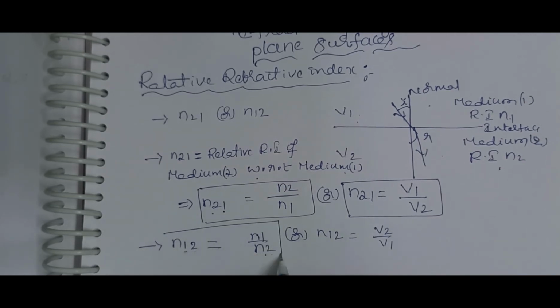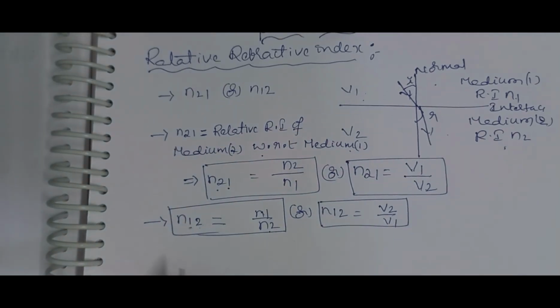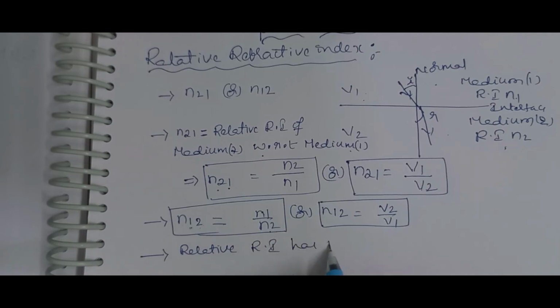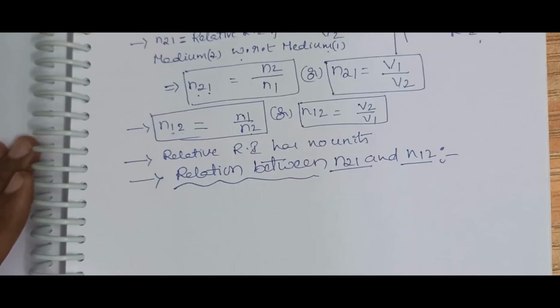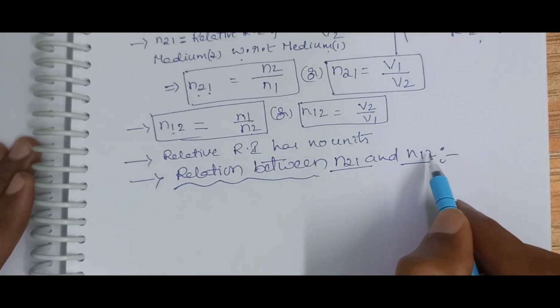So now, relative refractive index has no units, similar to refractive index. So now what is the relation between n21 and n12?